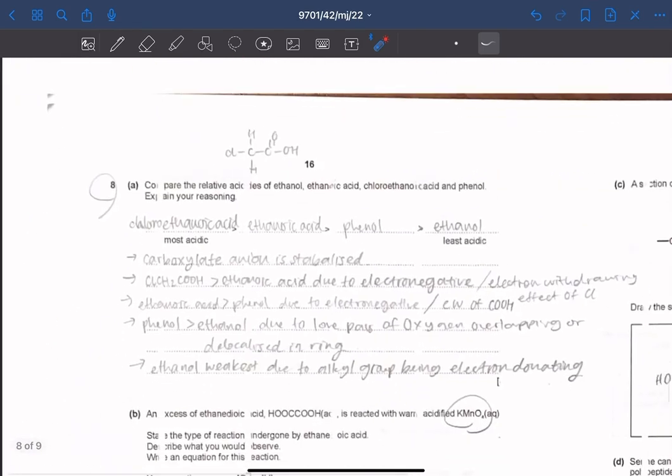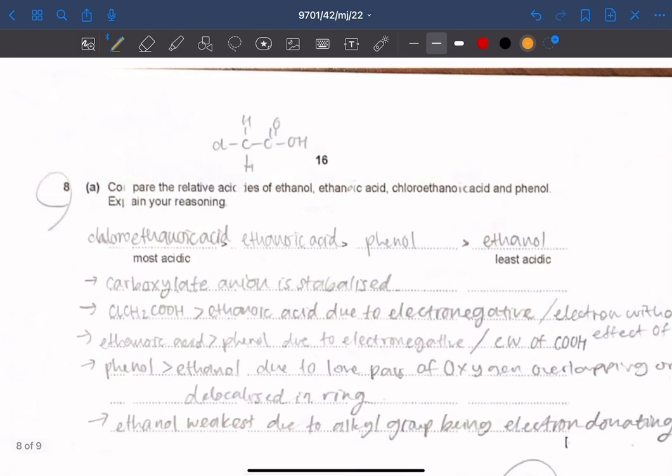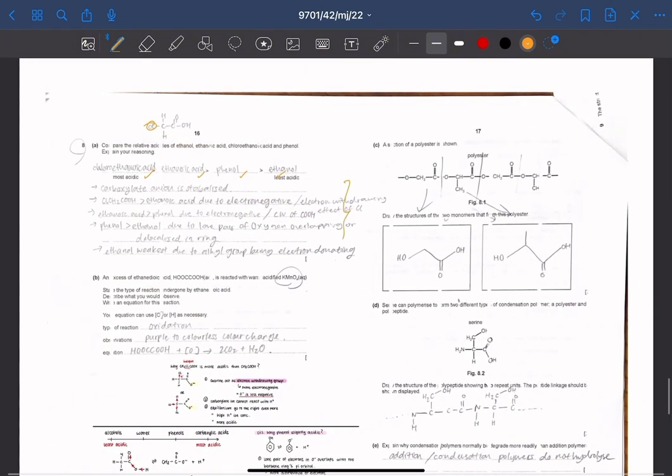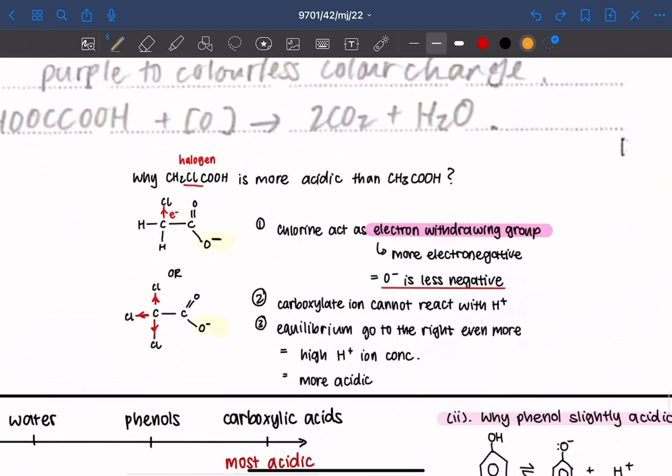Okay, next. 8a. Compare the relative acidities of ethanol, ethanoic acid, chloroethanoic acid and phenol. So chloroethanoic acid is just ethanoic acid with one of the H atoms interchanged with Cl. So the order would be chloroethanoic acid, phenol, and ethanol. To understand what I've written here, it's easier if I review this first.